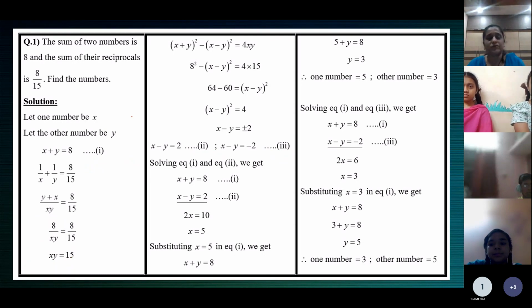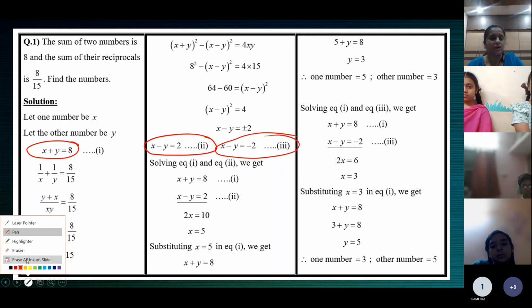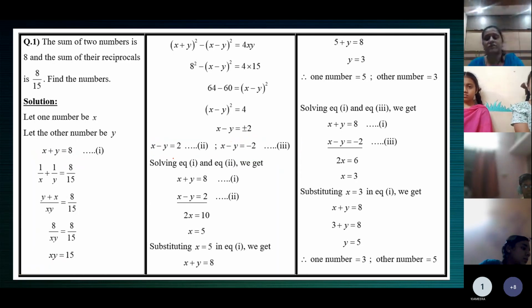So we have got another linear equation. What have we got here? We have one linear equation in x and y. Now we got another linear equation in x and y. So now we can solve these equations and find the values of x and y. So this identity is very useful.